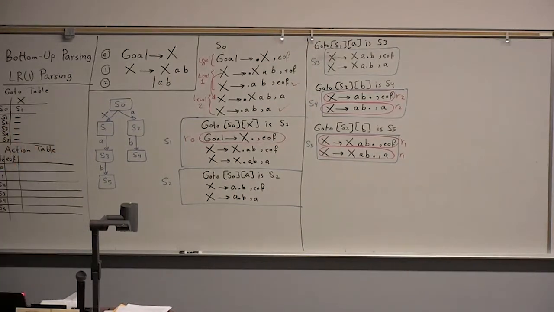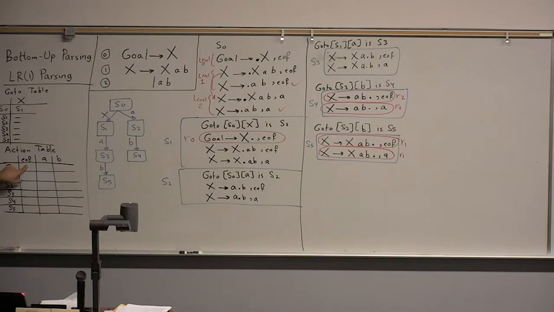So S0, S1, S2, S3, S4, S5, and this is end of file. What are the terminals that we have here? A and B. So now constructing the action table is interesting. We can have a reduce or a shift. Now the question is, we are in S0 and we are seeing end of file. What should happen?